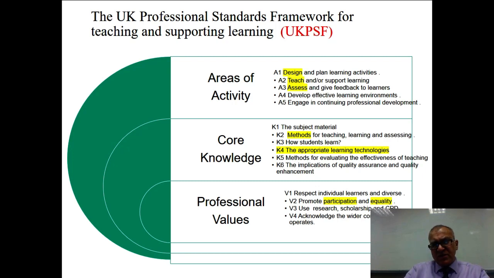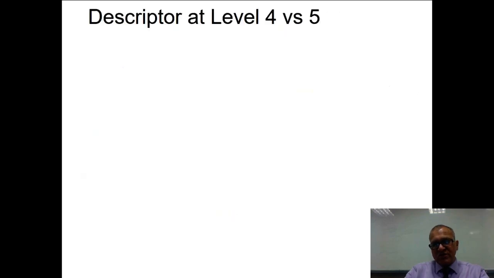Areas of activity are basically about designing, teaching and assessing the programs and the modules. The core knowledge is 2 things: knowledge of the module, and knowledge of the methods of teaching and using technologies and so on. And the professional values are more about inclusiveness, equality, having research-informed teaching and so on. So the combination tells you that you enhance your education and your learning continuously as a professional in education.